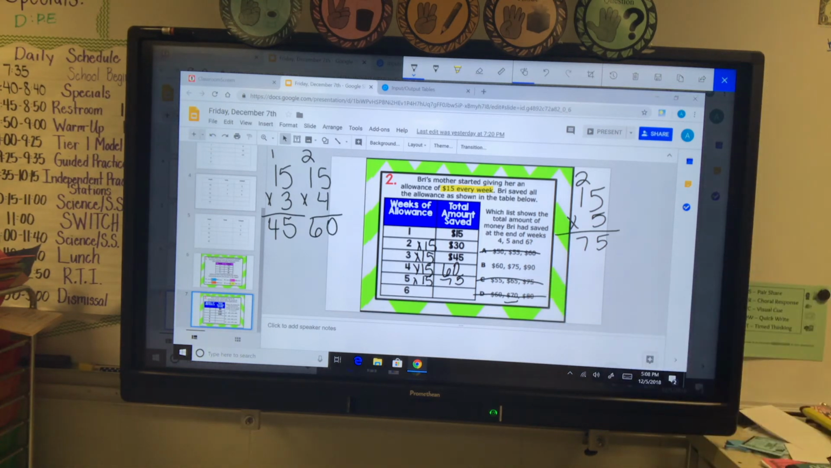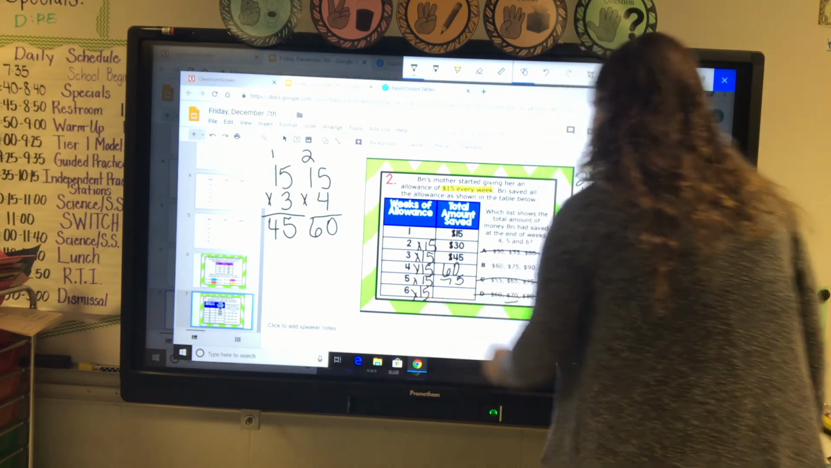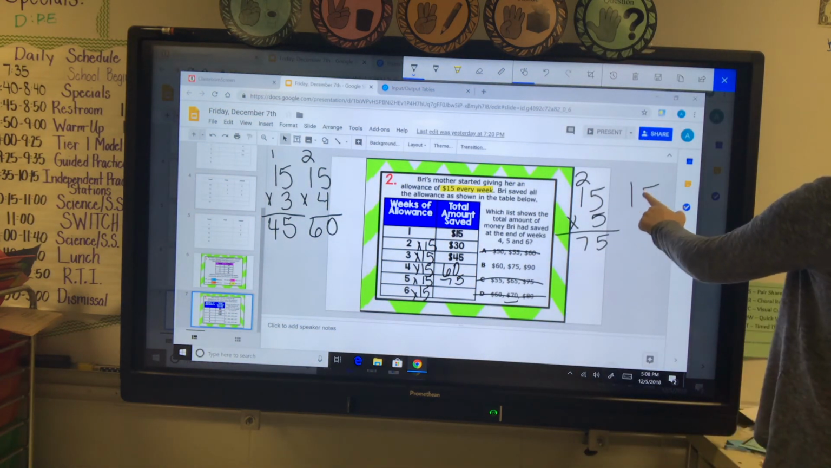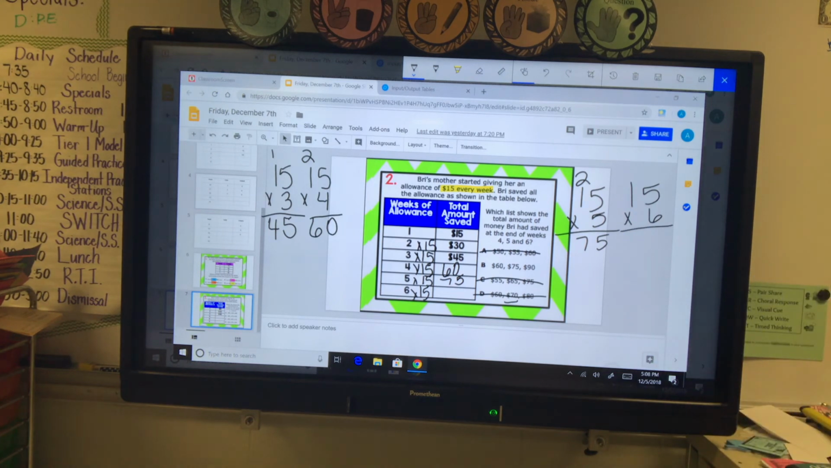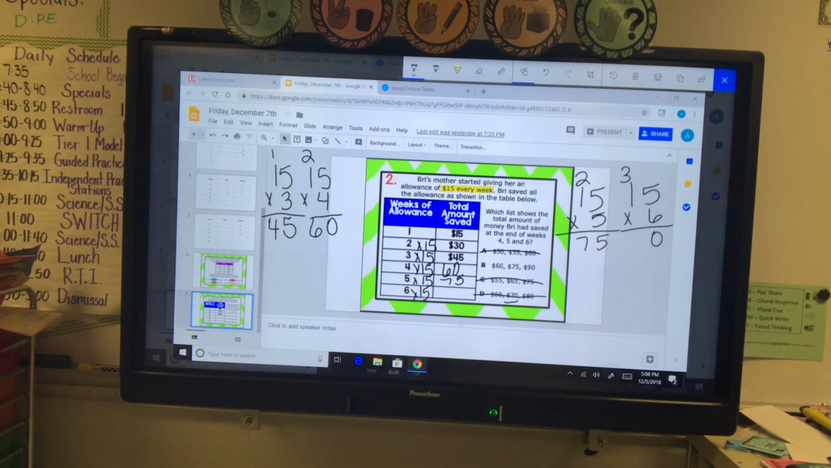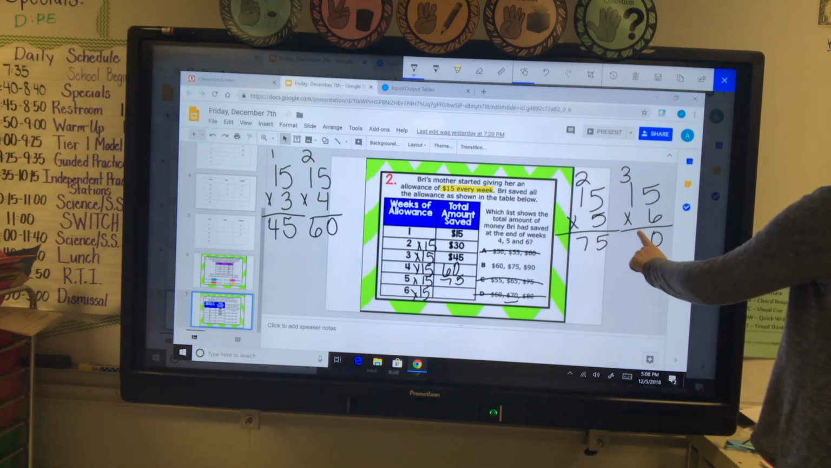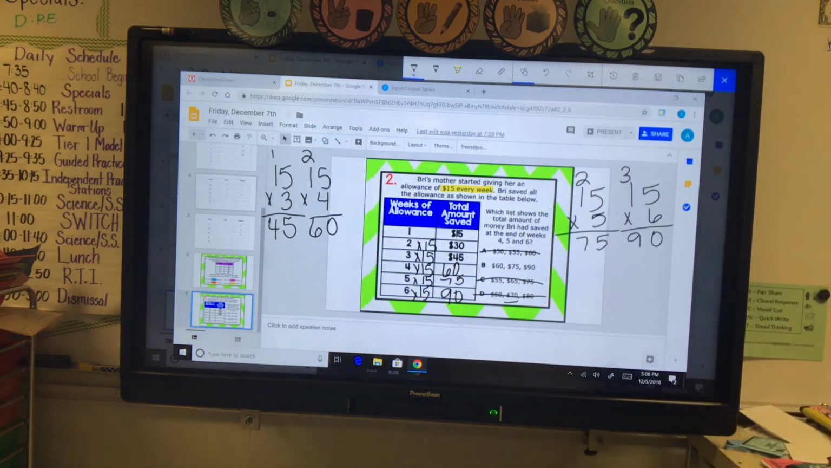B does have my 75, but I want to double check to make sure I did not make a mistake, so I'm going to go ahead and check that my last number is 90, which means I'm going to do 15 times 6. I know 6 times 5 is 30. 6 times 1 is 6, plus the 3 is 9. Since I got 90 for my last answer choice, I can feel pretty confident that my answer is B.